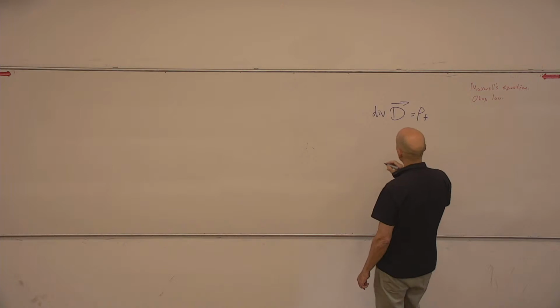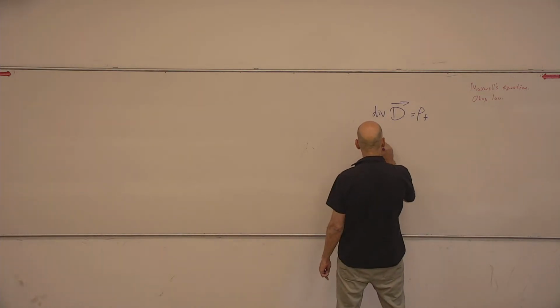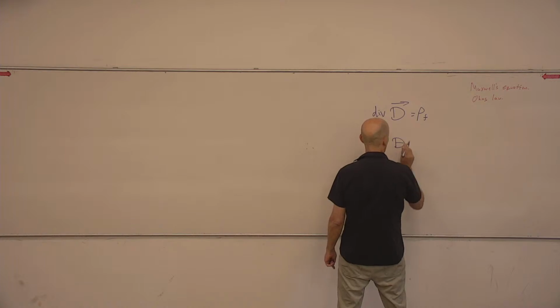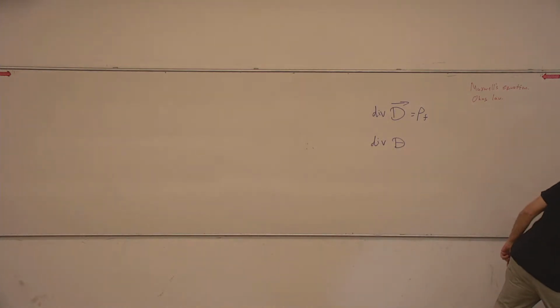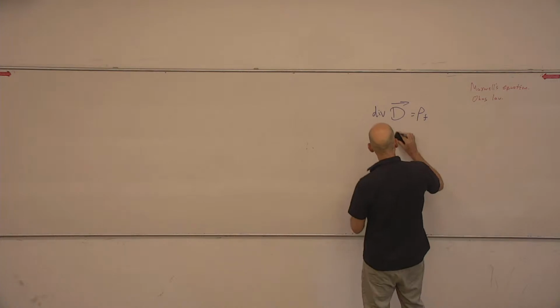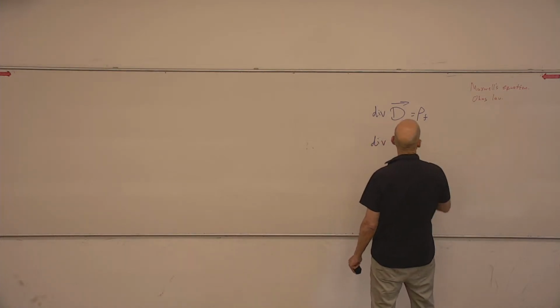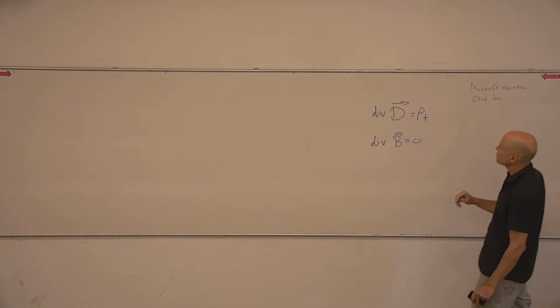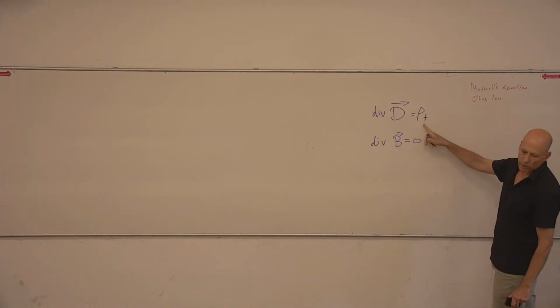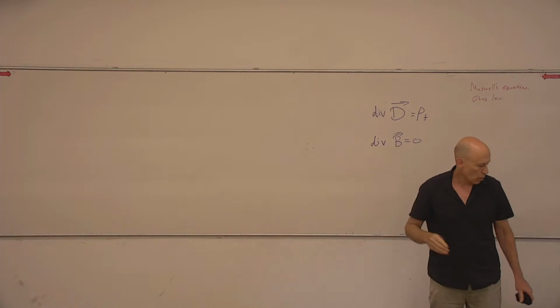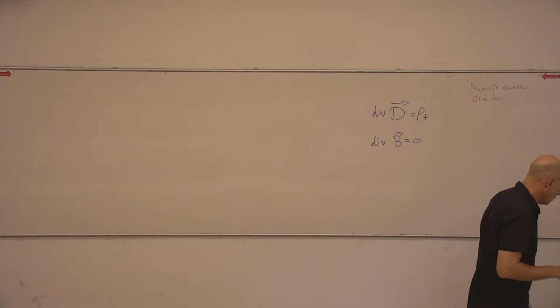We have div B equals 0, and div B equals 0 means, as explained in the previous lesson, there are no magnetic charges, no monopoles. This one is of course Gauss law, which is essentially Coulomb's law.